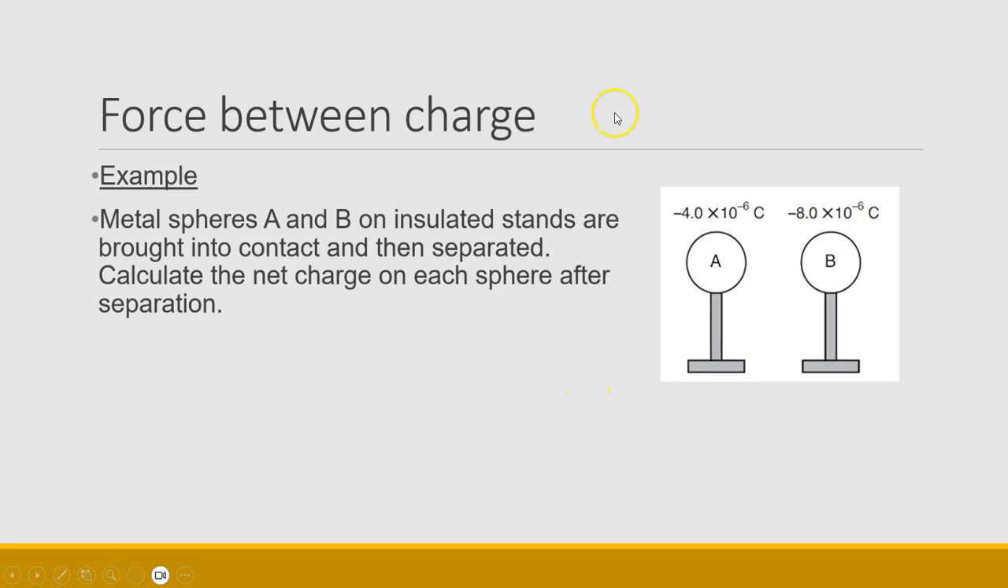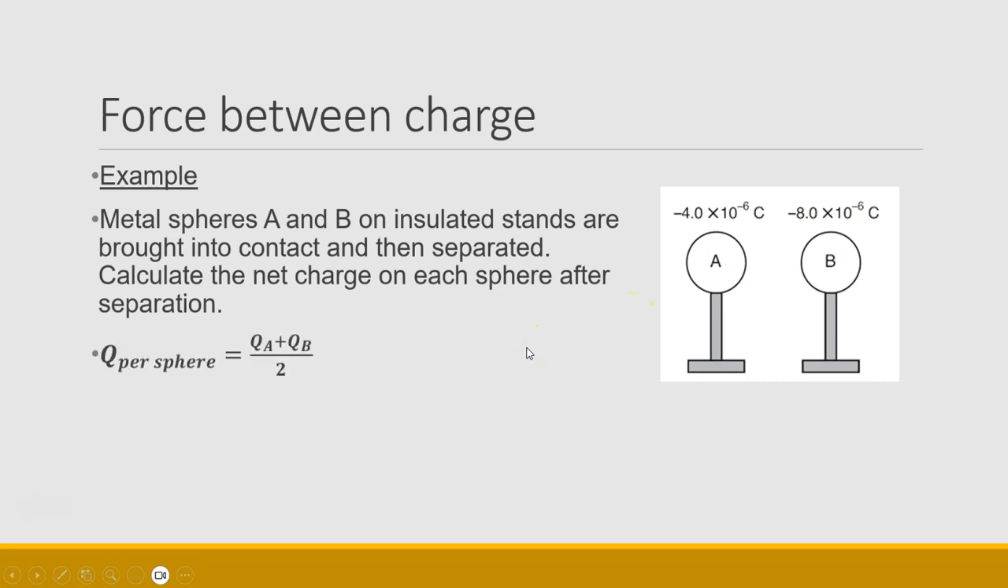Metal spheres A and B on insulated stands are brought into contact and then separated. Calculate the net charge on each sphere after separation. So note that we have to work in coulombs. Our values here for charge are given to us in coulombs, so we do not need to convert. Note that both sphere A and sphere B have negative charges. B has a larger negative charge than A, which means that it has a larger excess of electrons than A.